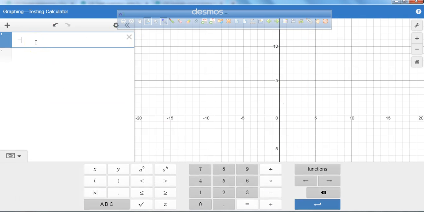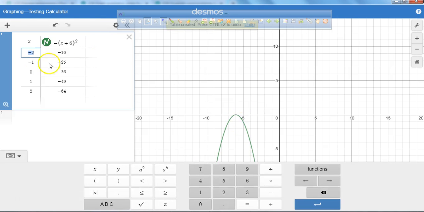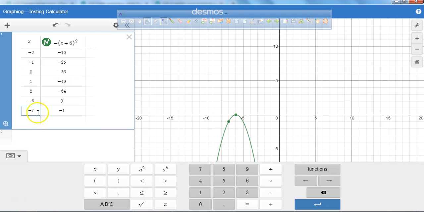But I'll just type it in so you guys can see what I'm doing, and make a table. I have negative 6, there's my 0. Type in negative 7, I'm at negative 1. So all I'm going to use is negative 6, 0, and negative 7, negative 1.